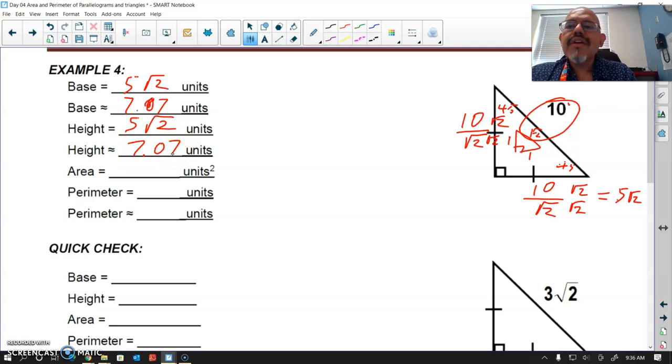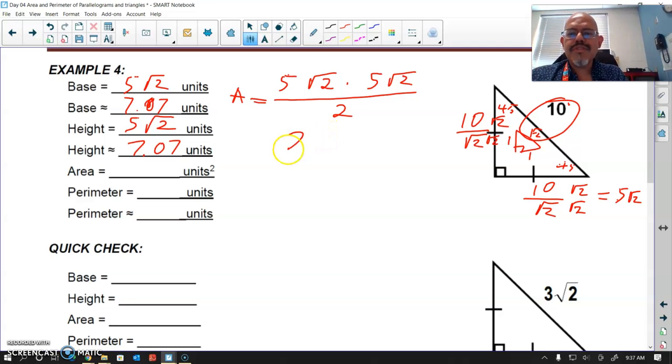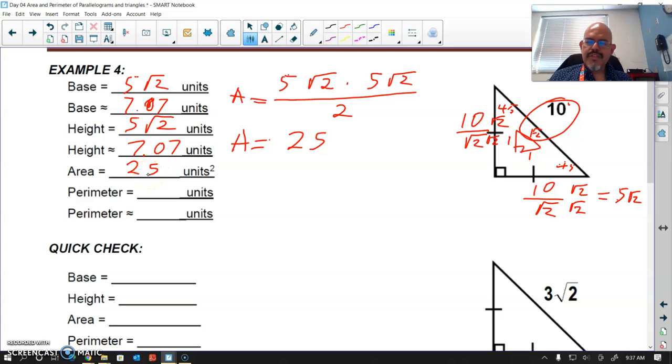Now the area is going to be 5 times the square root of 2 times 5 times the square root of 2, and we're going to divide that by 2. That's equal to our area. So if I multiply these together, that's going to give me 25 times 2, which is 50, divided by 2, which is 25 units squared. If you don't believe me, use a calculator. If you take 5 times the square root of 2 times 5 square root of 2, and divide it by 2, you will get that answer.